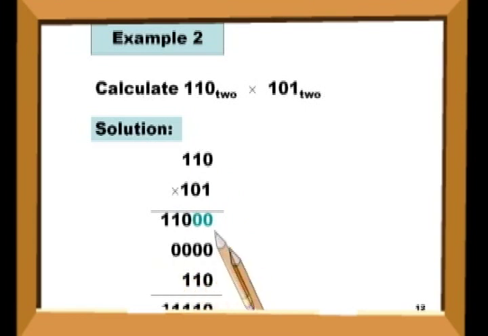Now we multiply by our 1. 1 by 0 is a 0. 1 by 1 is 1. And 1 multiplied by 1 is 1 again. So after we have multiplied by each digit here, we got 1, 2, 3 products which we need to add. When we added the 3, we end up with 1, 1, 1, 1, 0 to the base 2.